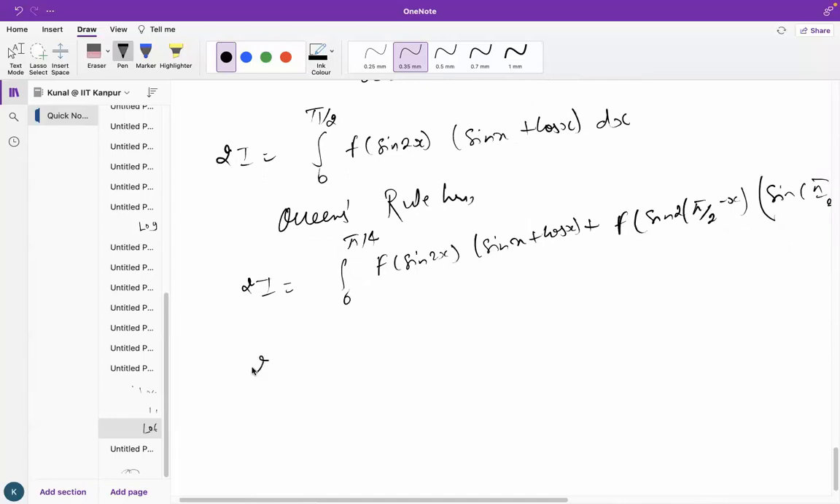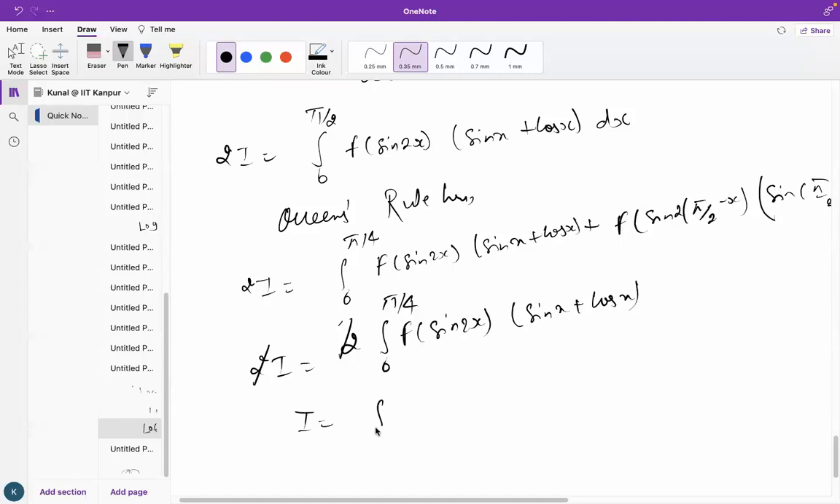So when we solve this, what we get, let me write here in a good way. We get 2 times, because both were the same, 0 to pi by 4 f of sine of 2x times sine of x plus cos of x. So both get cancelled. So what we get is I equal to, we are integrating from 0 to pi by 4 f of sine 2x.